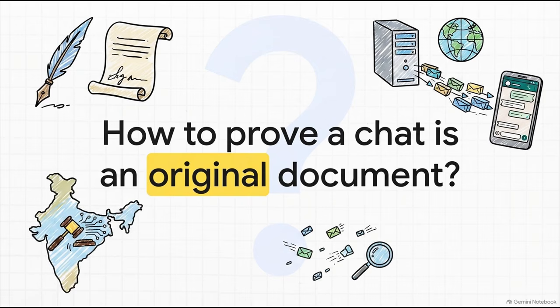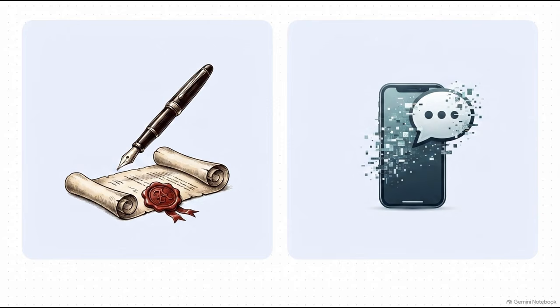For centuries, the law relied on the traditional common law concept of an original. Think of a physical piece of paper with a real ink signature. But electronic records just do not fit that mold. And this gets right to the heart of the problem. Unlike a signed paper contract, a digital file, like a WhatsApp chat or a computer log, has no single physical original in the traditional sense. It's literally just a series of ones and zeros.